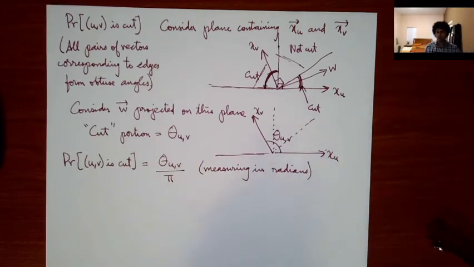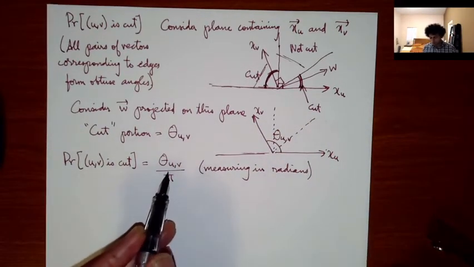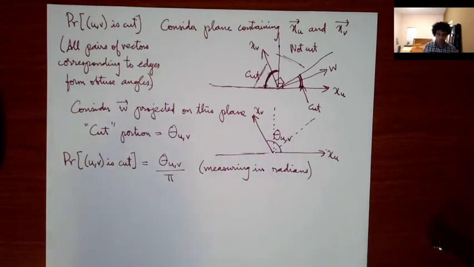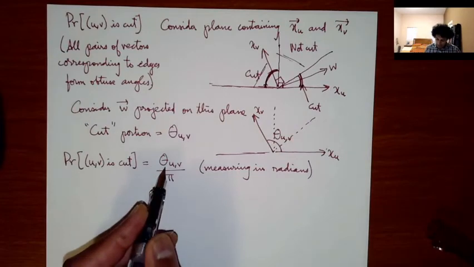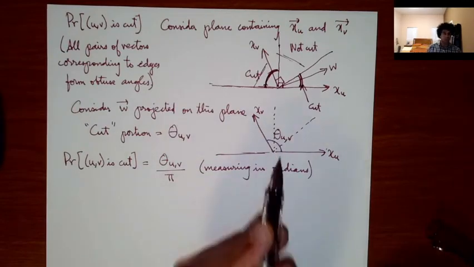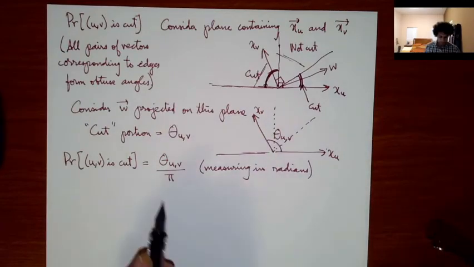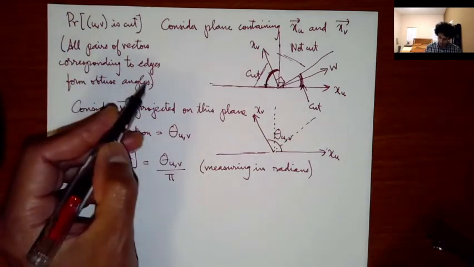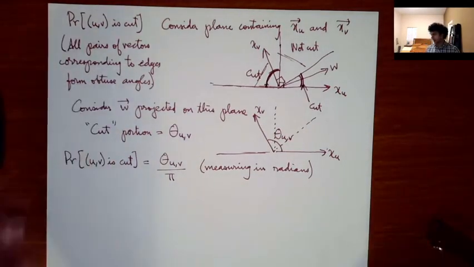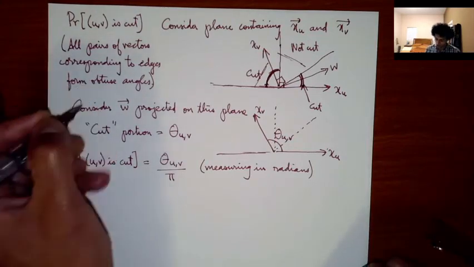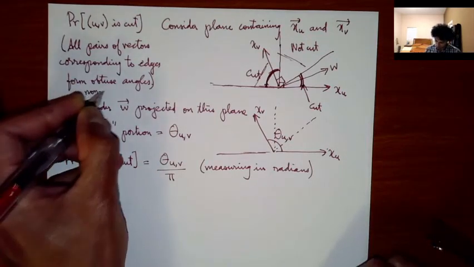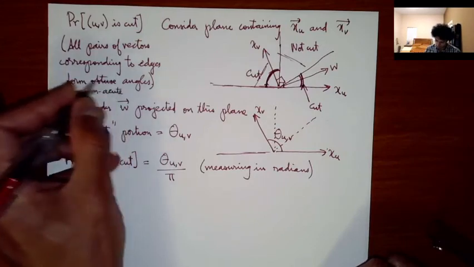That's the probability that UV is cut, which makes sense: if theta UV is pi, the probability is 1, right? Because they're going in opposite directions, it's 1. If theta UV is pi over 2, then it's exactly a half. And we remember we assume that all pairs of vectors correspond to angles forming non-acute edges. Okay.